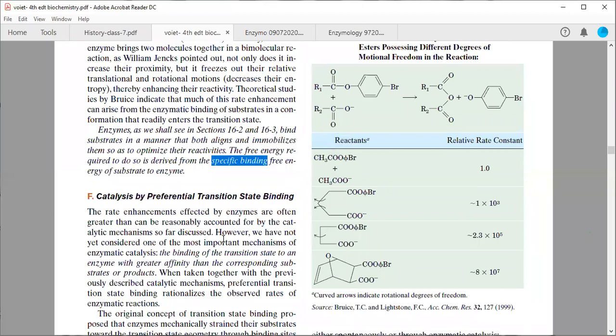Next is catalysis by preferential transition state binding. This we will discuss in the next class.